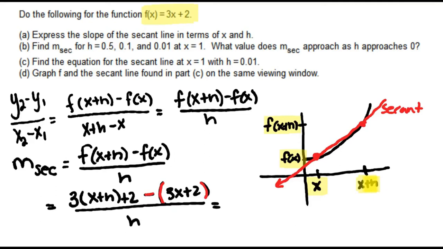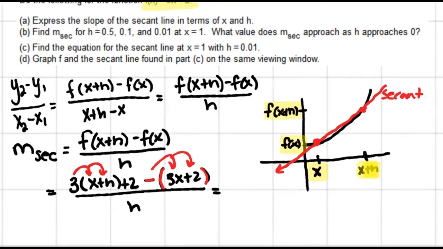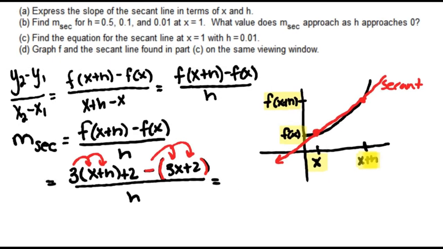So I'm going to use the distributive property on this 3 and the distributive property on this negative. That will give me 3x plus 3h plus 2 minus 3x minus 2 over h.